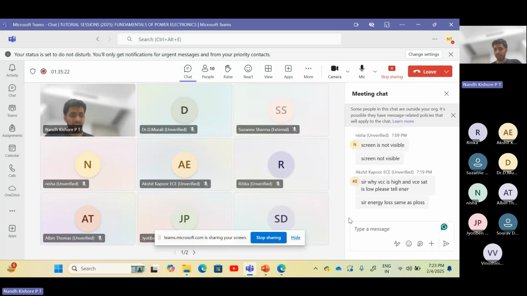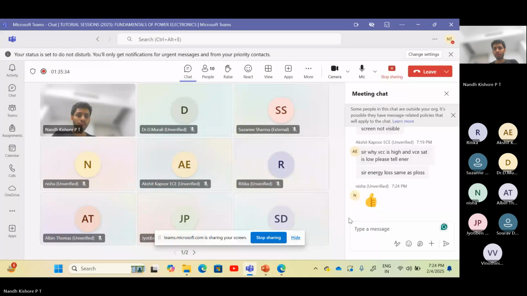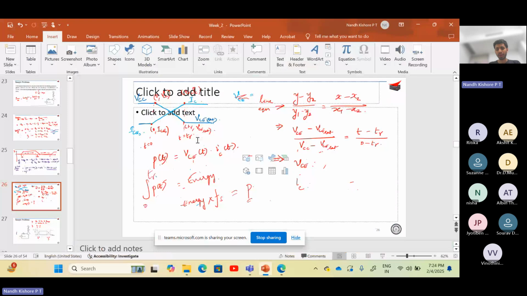Why is VCC high and VCE sat low? It is typical, right? Because VCC will be some 10 volts or 15 volts or whatever it is, and VCE sat will be very small. It's on straight. Okay, right. So this is the procedure that theoretically needs to be followed. Okay.